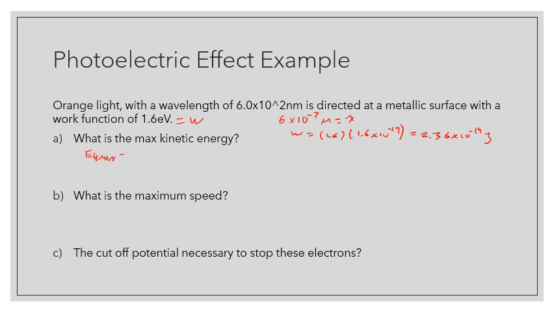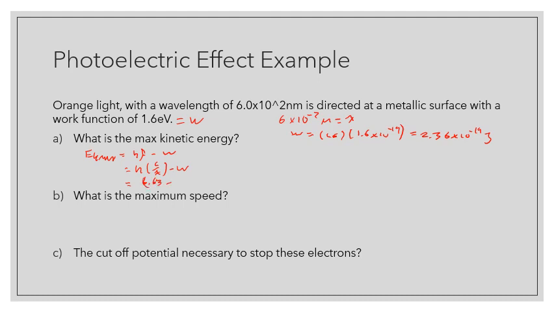Ek max is equal to hf minus W, and we know that f is equal to c over lambda, so h times c over lambda minus W is equal to the max kinetic energy. So now we get to sub everything in.